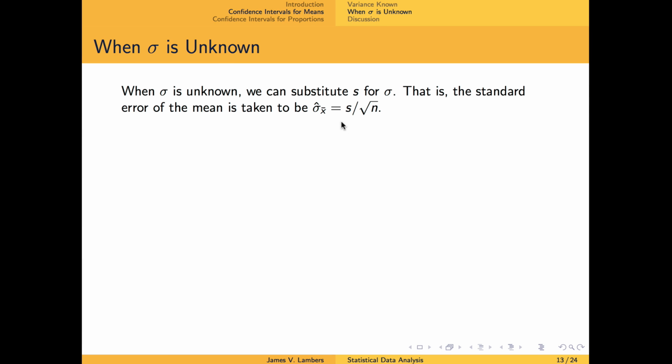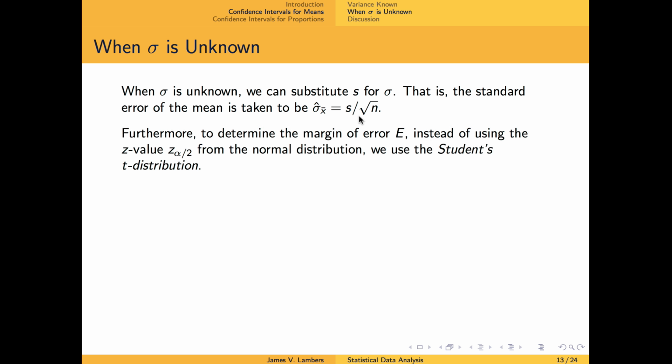Now, what do we do if a population standard deviation, sigma, is unknown? Two things. First, we substitute the sample standard deviation, denoted by S, for sigma. This gives us an alternative to the standard error of a mean. Hat sigma sub x bar is equal to S over the square root of n, instead of sigma over the square root of n.